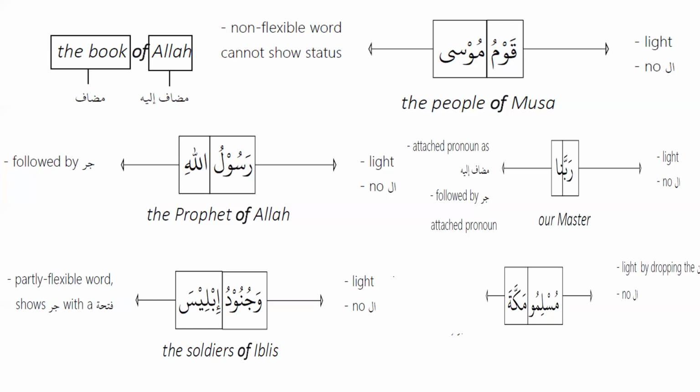Makkah is also the name of a place, and that's also partly flexible. So just like Iblisa, Makkata is also partly flexible. So we have Makkatu and Makkata. We can have Makkati. That's not because the name of a place is also partly flexible most of the time.